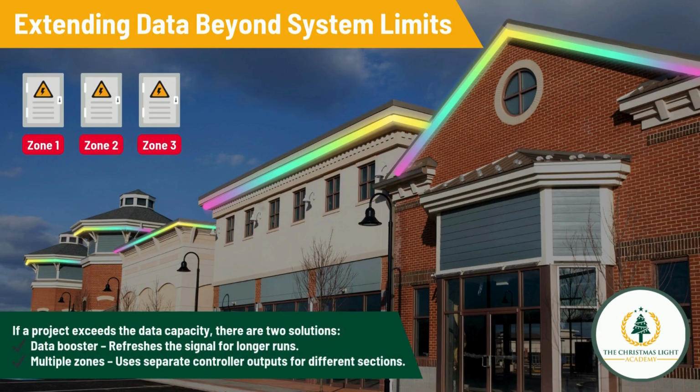If a project requires more bulbs than the system's data capacity, there are two ways to extend the signal: using a data booster, which refreshes the signal at a midpoint, allowing for longer runs; or splitting the system into multiple zones by using separate controller outputs to manage different sections independently. Understanding data flow is just as important as power management, and both need to work together for a smooth installation.